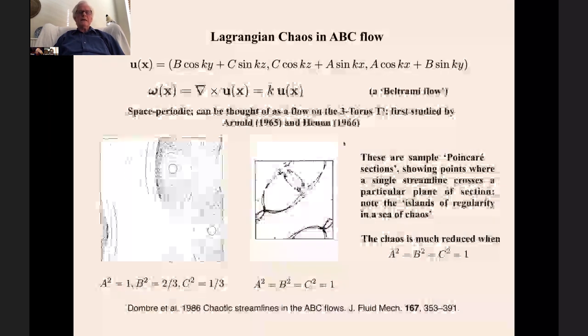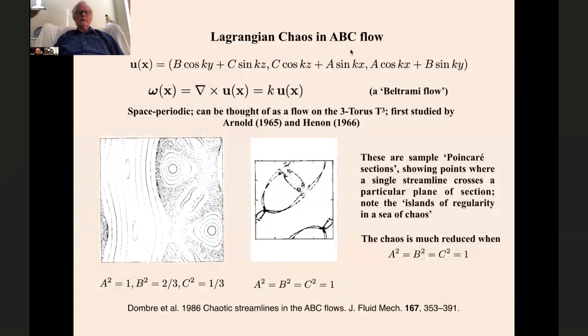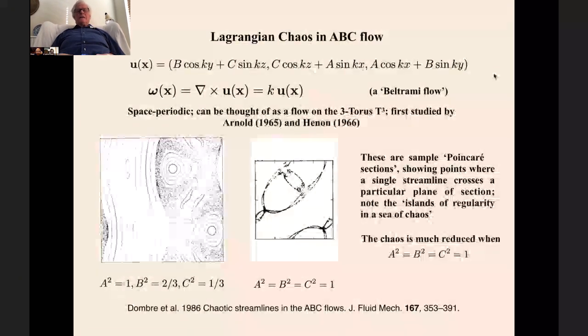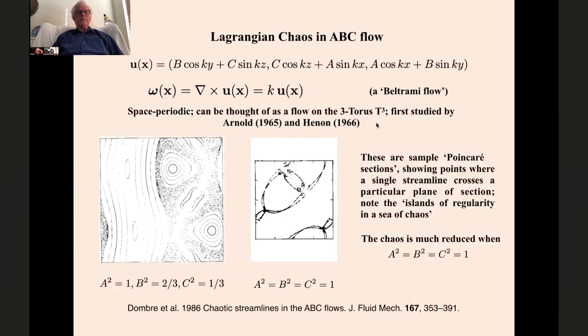Now, let me say a word about Lagrangian chaos in three-dimensional flows. The first example being the famous ABC flow, whose velocity components are shown here with these coefficients A, B, and C, although in fact they stand for Arnold, Beltrami, and Childress, who all contributed in very significant ways to this problem. For this particular flow, the vorticity omega, the curl of U, is actually equal to just K times U, as you can very easily verify. This is what makes it a Beltrami flow.